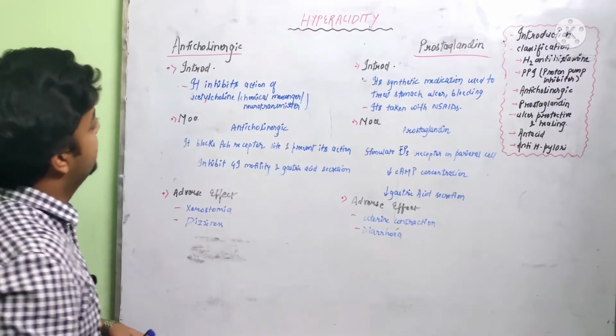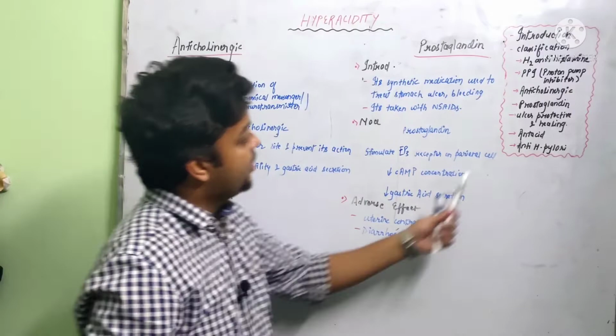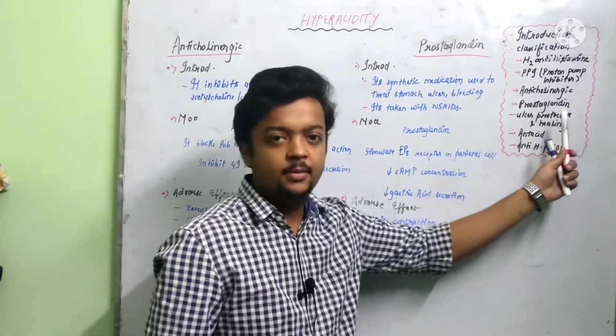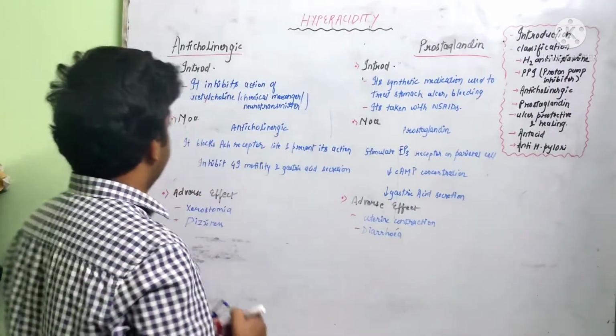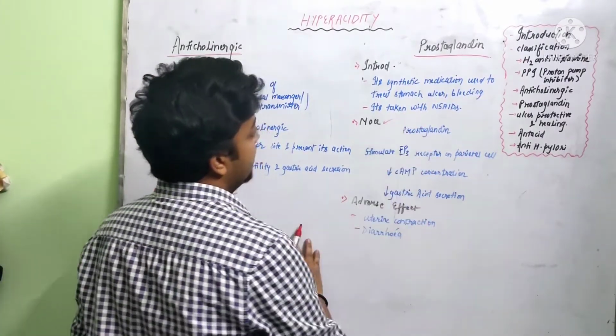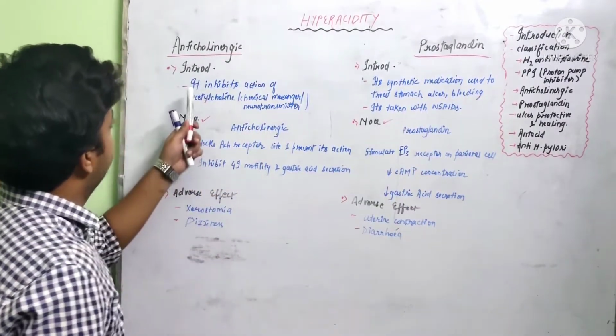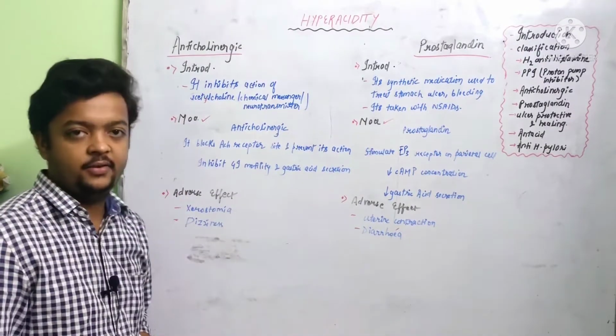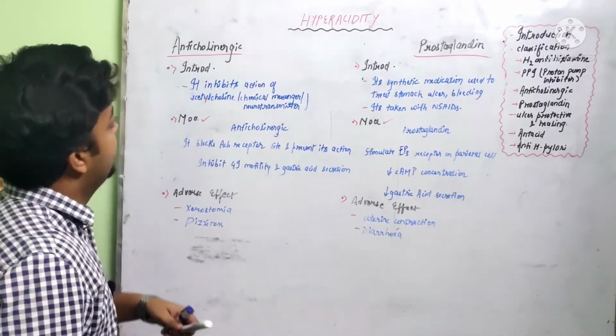So let us now discuss the next classification, that is the anticholinergics and the prostaglandins, right guys? I'll talk about the mechanism of both the classifications together in the later part of the video. But first I'll try to cover the introduction part and the adverse effect of both the classifications. Okay. So let us start with the anticholinergics.